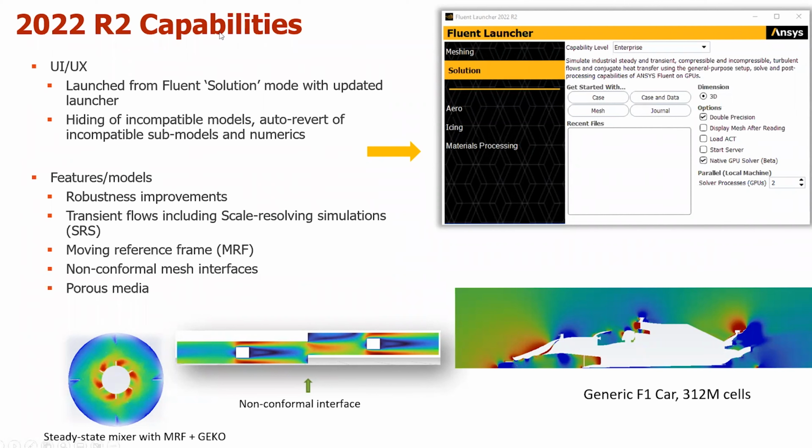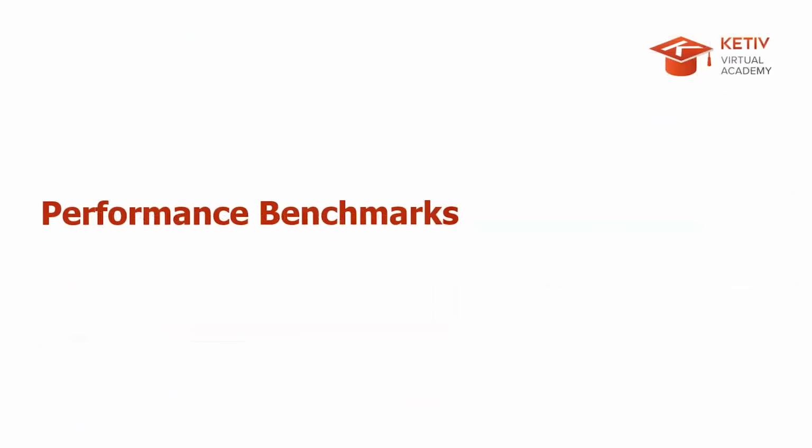In 2022 R2, you can do fully transient flows, including scale resolving simulations. So that is, again, a significant advantage. You also have some robustness improvements over the 2022 R1 version. Okay. All right. So we talked about the capabilities overview, but let's talk about the actual problem, right?